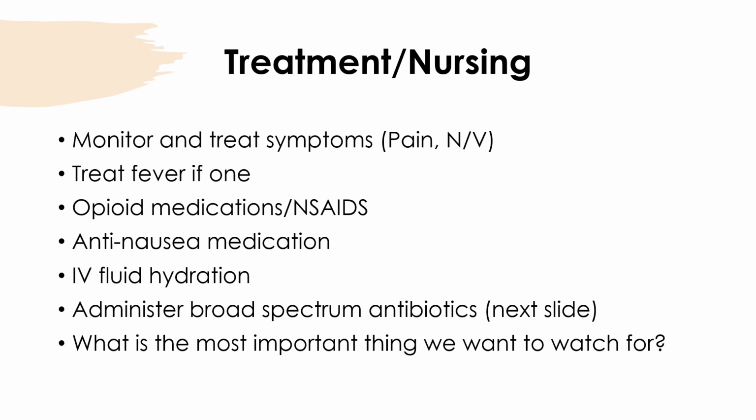What's the most important thing we want to watch for with pyelonephritis? Yeah, sepsis. So urosepsis, septic shock. And what is the patient's presentation if they were to be in urosepsis or have septic shock? Yeah, they'd probably be becoming hemodynamically unstable. So we'd be losing blood pressure. They'd be hypotensive, and we would be more tachycardic. Our heart rate would be high. Okay.